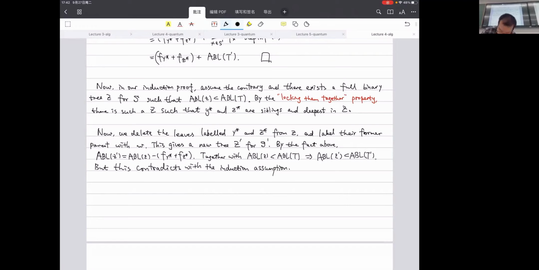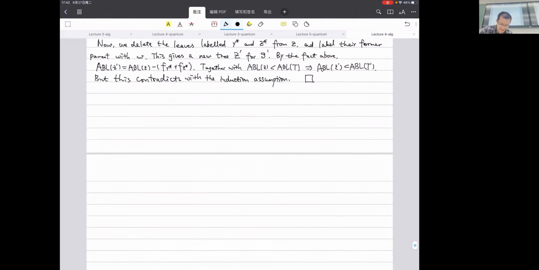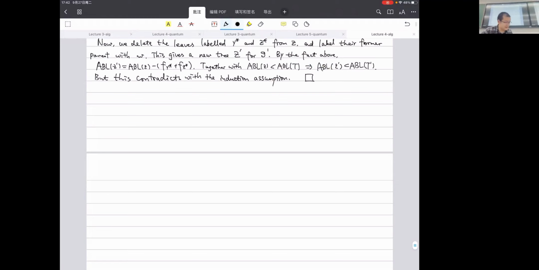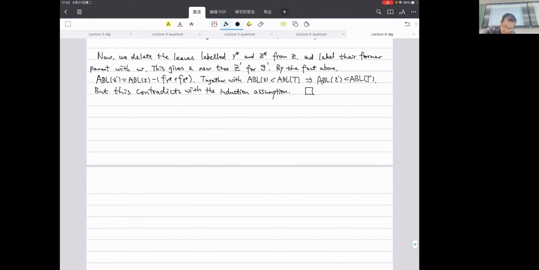And basically this finishes our proof. Okay, so is the correctness of Huffman's algorithm clear to you? Okay, so I guess we have been basically finishing the proof of the correctness of Huffman's algorithm. And I think the remaining question today is that we want to determine the time complexity of this algorithm, so running time.